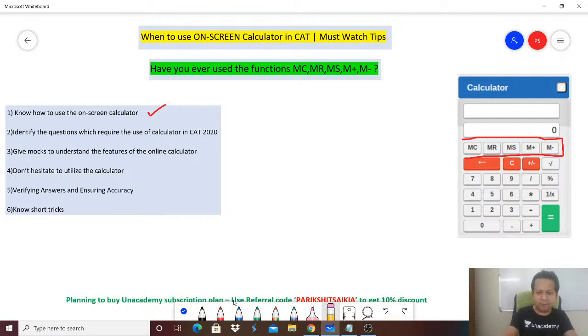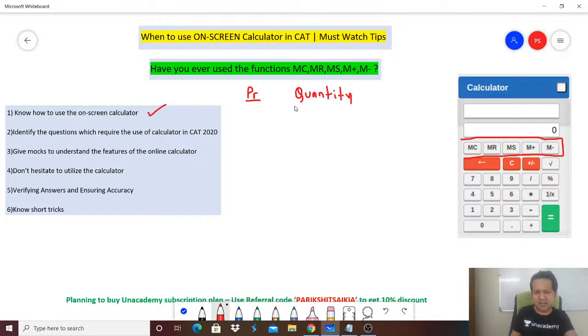Now, there are other questions which are very complex. When I say complex, I mean they require a lot of calculations. Can I give you an example? Let's say you need to find the average price of this mixture.